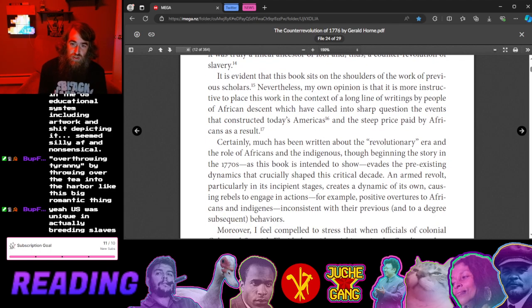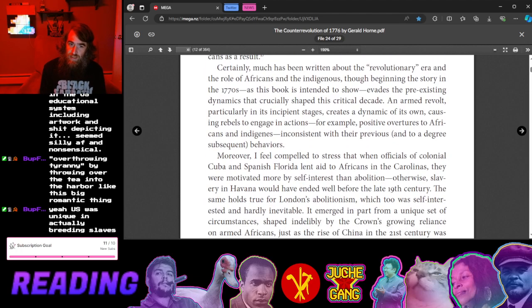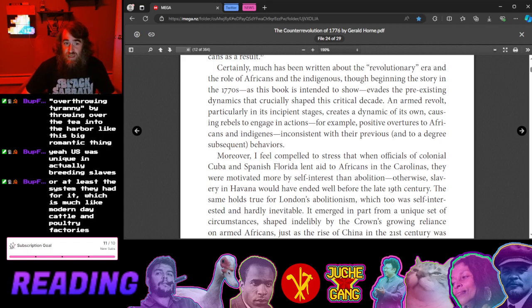It is evident that this book sits on the shoulders of the work of previous scholars. Nevertheless, my own opinion is that it is more instructive to place this work in the context of a long line of writings by people of African descent, which have called into sharp question the events that constructed today's Americas, and the steep price paid by Africans as a result. Certainly, much has been written about the Revolutionary Era and the role of Africans and the indigenous, but beginning the story in the 1770s, as this book is intended to show, evades the pre-existing dynamics that crucially shaped this critical decade. An armed revolt, particularly in the incipient stages, creates a dynamic of its own, causing rebels to engage in actions, for example positive overtures to Africans and indigenes, inconsistent with their previous and, to a degree, subsequent behaviors.